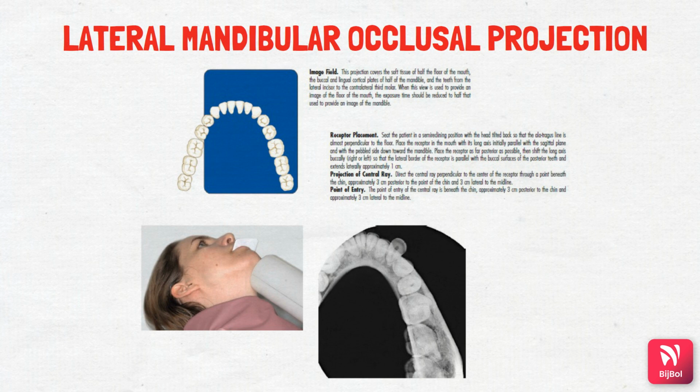Then shift the long axis buccally, either right or left depending on the site of your interest, so that the lateral border of the receptor is parallel with the buccal surfaces of the posterior teeth and extending laterally approximately 1 cm. Direct the central ray perpendicular to the center of the receptor through the point beneath the chin, approximately 3 cm posterior to the point of chin and 3 cm lateral to the midline. The point of entry of the central ray is beneath the chin, approximately again 3 cm posterior to the chin and 3 cm lateral to the midline.